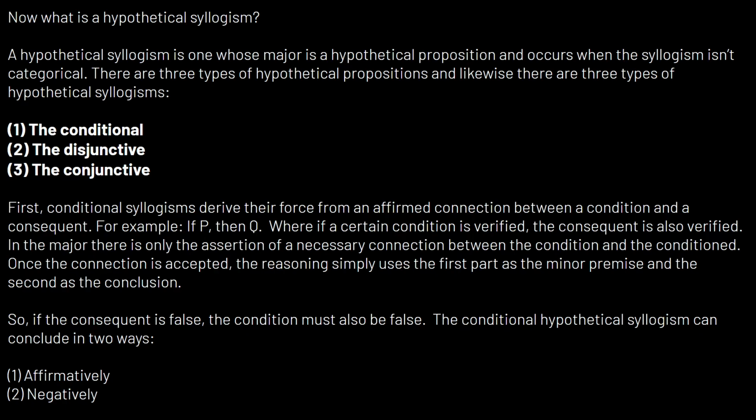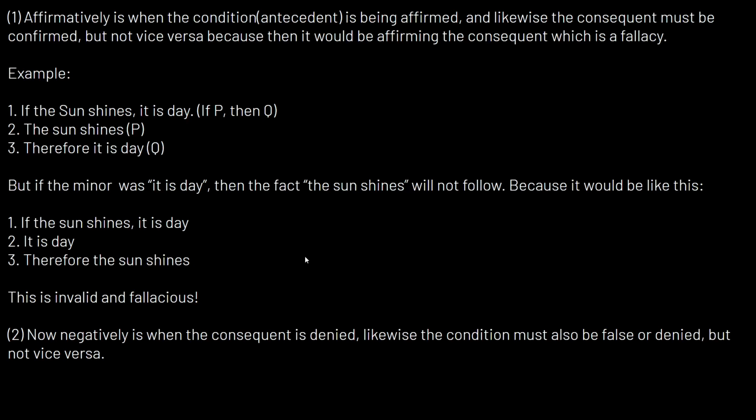So, first of all, if the consequent is false, then the condition must also be false, that is the antecedent. And the conditional hypothetical syllogism can conclude in two ways. The first way is affirmatively, and the second way negatively. The first way, that is affirmatively, is when the condition, that is the antecedent, is true, and likewise the consequent must also be true, but not vice versa, because then we would be committing the fallacy, and you can also search it up on logicallyfallacious.com. It's called affirming the consequent.